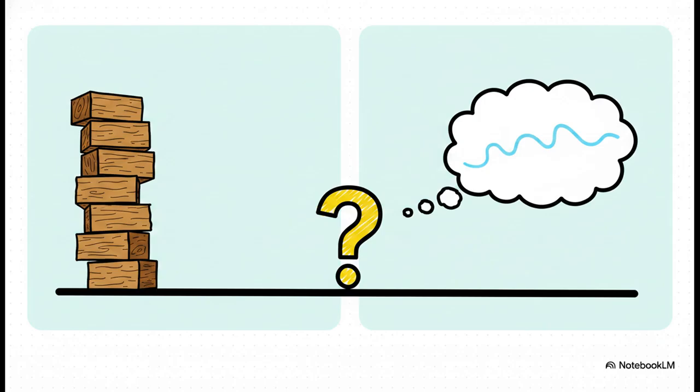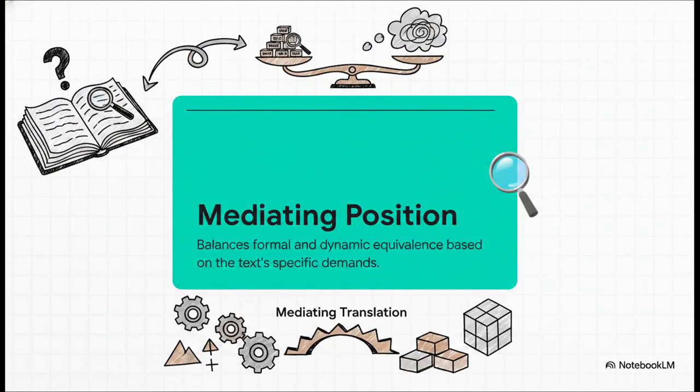Then, way over on the other extreme, we have dynamic equivalence. This approach doesn't obsess over individual words at all. Instead, it takes whole sentences or paragraphs and translates the underlying thought into English. At the absolute furthest edge of this side, you'd find a complete paraphrase. But, as a textual detective, you really want the best of both worlds.